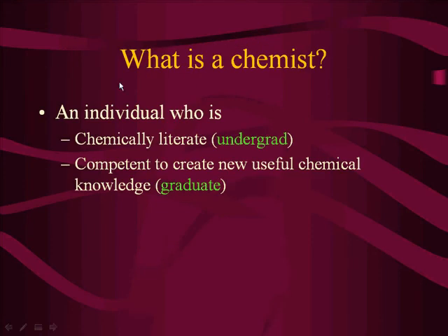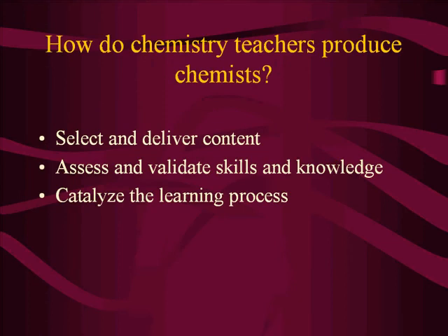So you have to think, from the chemistry perspective, if I'm trying to make chemists, what does it actually mean? I think it really boils down to having somebody who's chemically literate at the undergraduate level, and someone who's competent to create new, useful chemical knowledge at the graduate level. I'll be showing you tools that can operate at both those levels, and they might not necessarily be exactly the same tools. So I'll show you that by example.